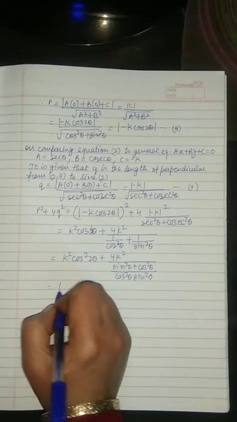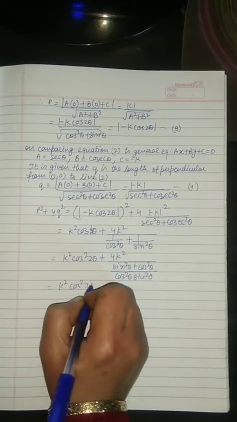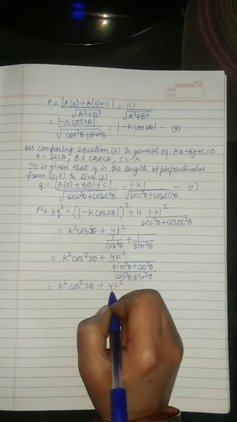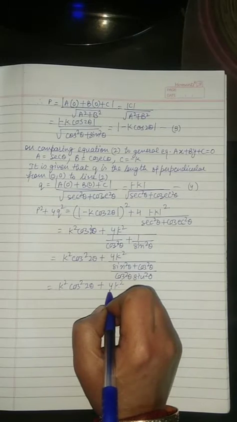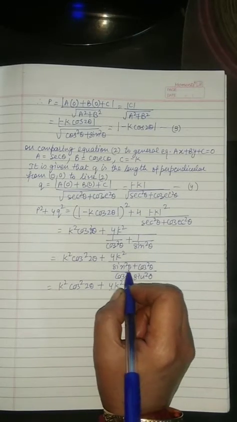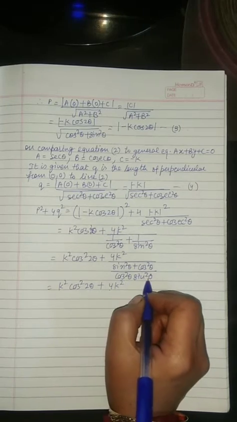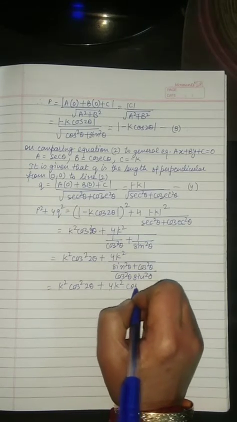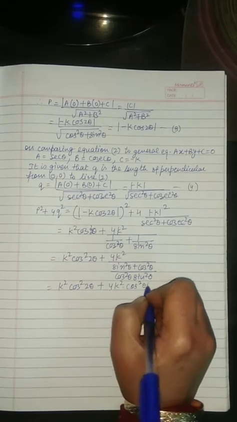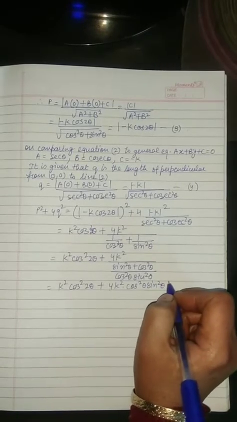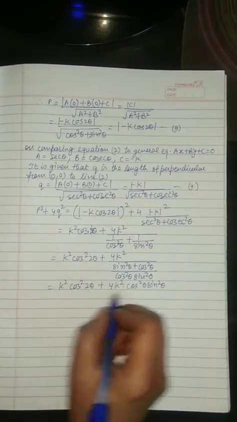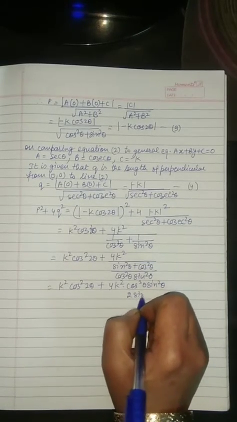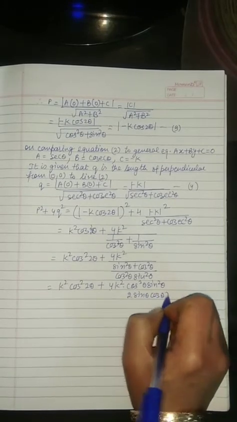Now again it will become k square cos square 2 theta plus, now sin square theta plus cos square theta is 1, so it will become 4k square upon secant square sin square theta and cos square theta is 1. So this cos square theta and sin square theta will be multiplied with 4k square. So it will become 4k square into cos square theta into sin square theta. So we know that cos theta sin theta whole square is 2 sin theta cos theta whole square.